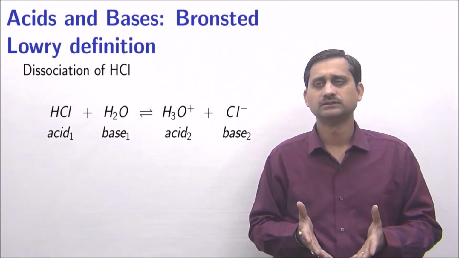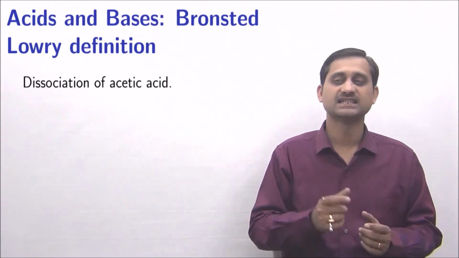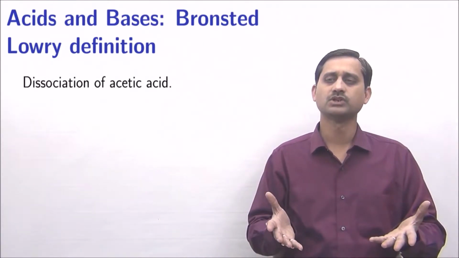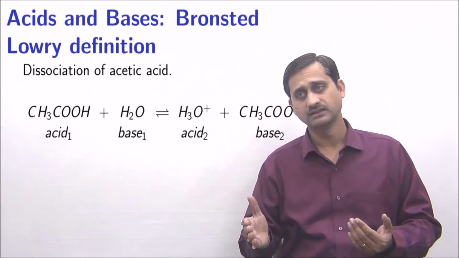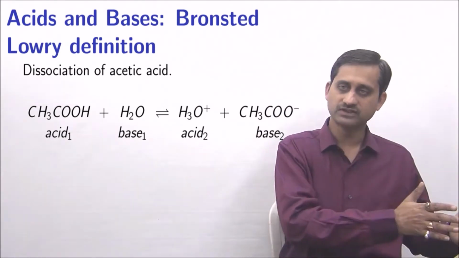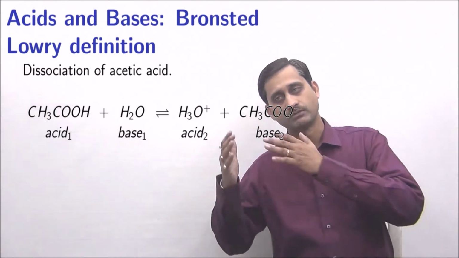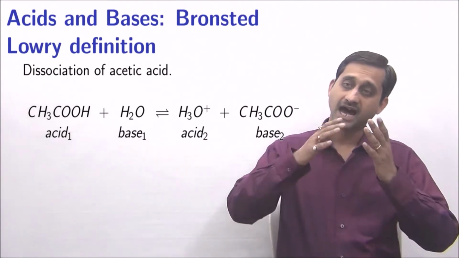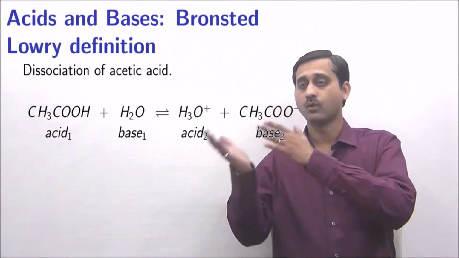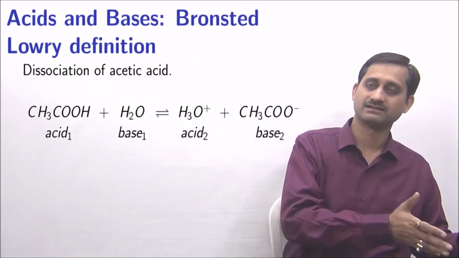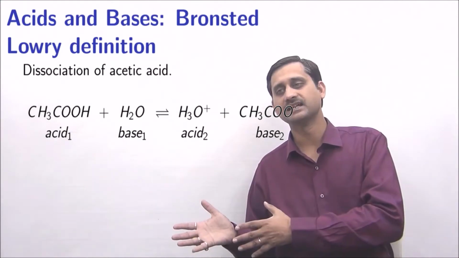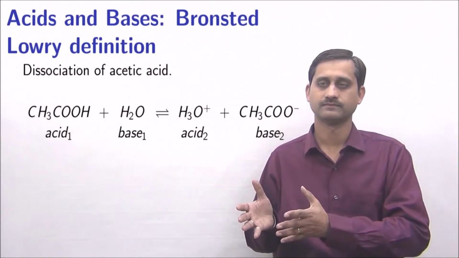In the same manner, we have an example of acetic acid. Acetic acid again interacts with water to give hydronium ion and the acetate ion. That is from left to right. From right to left, the hydronium ion would interact with acetate ion to give water and acetic acid. Hydronium ion becomes the acid and acetate ion becomes the base.